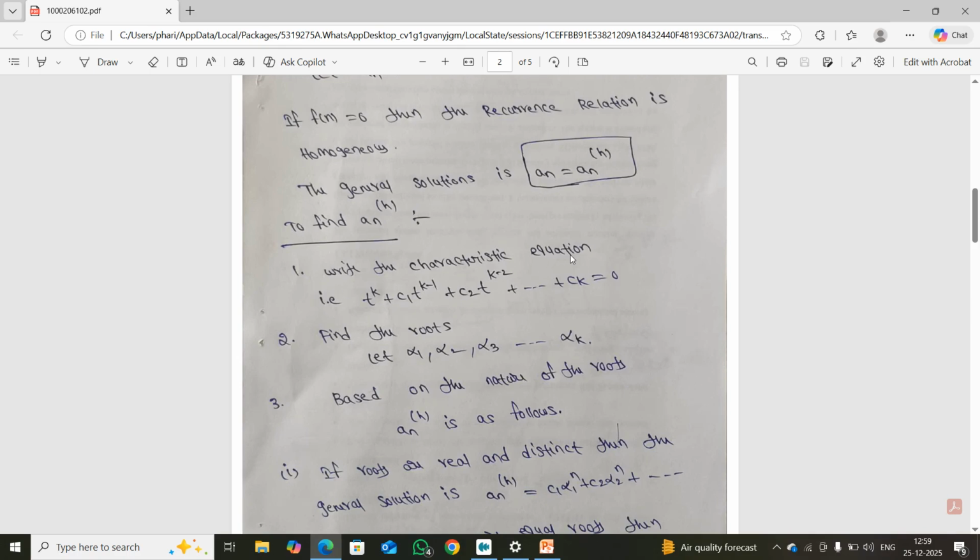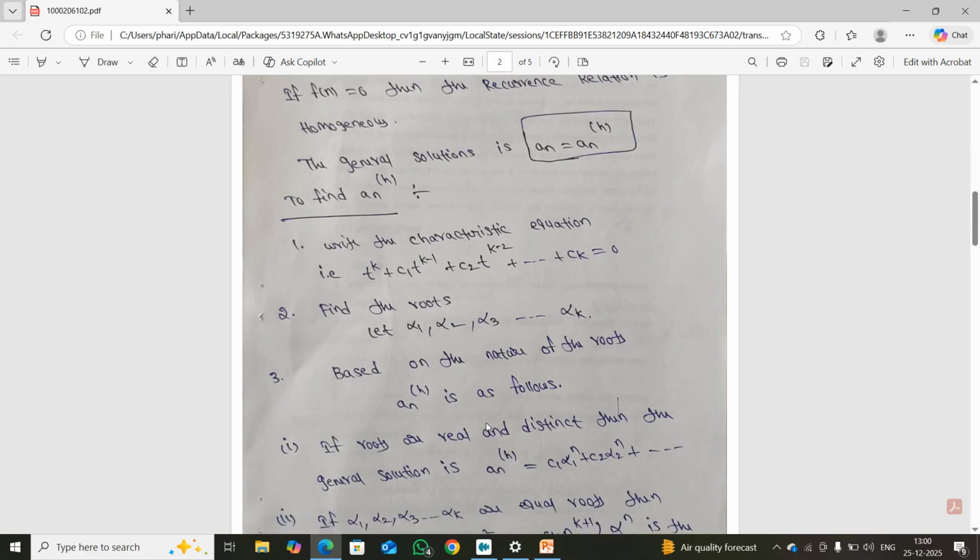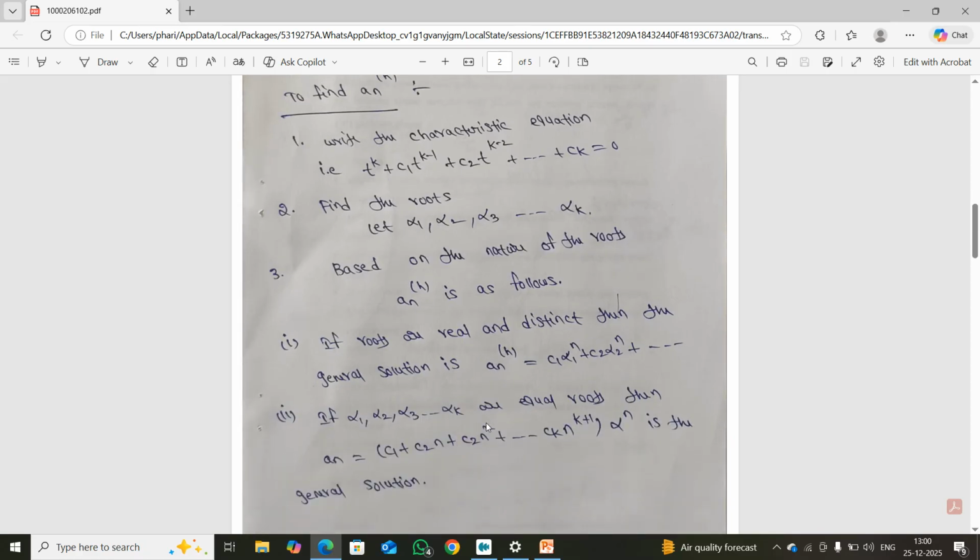Now we find the quadratic or cubic equation, that is the characteristic equation in the homogeneous recurrence relation method. Second step, find the roots. Find the roots of the given recurrence relation by using the characteristic equation.